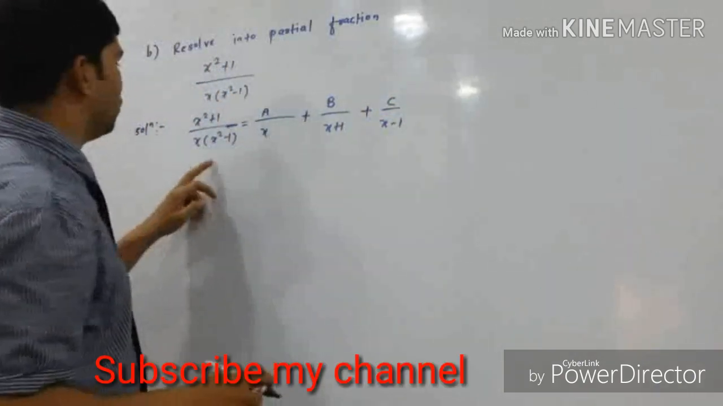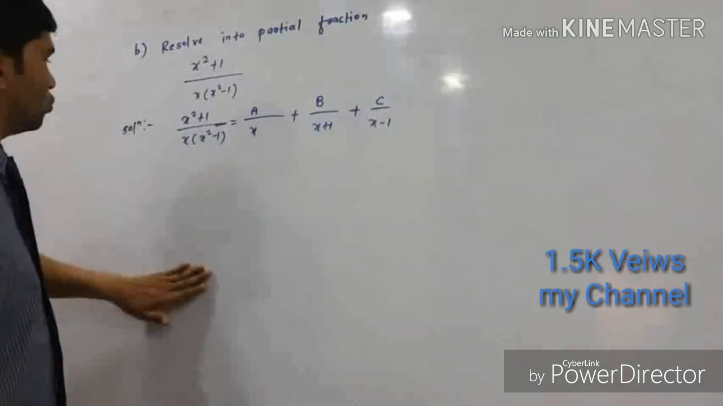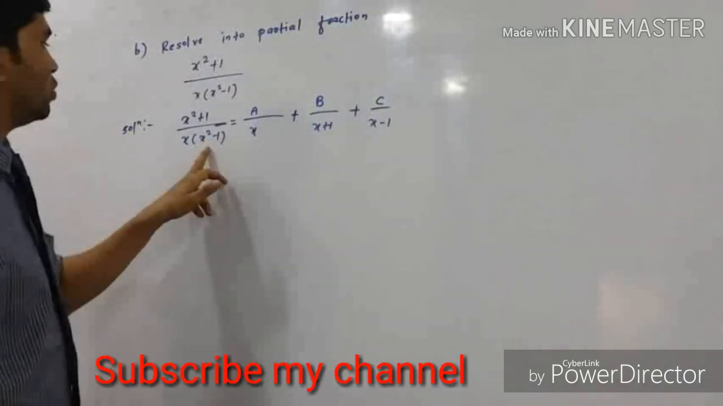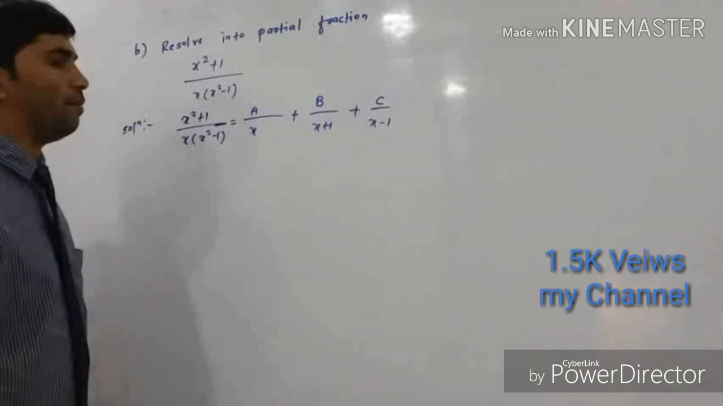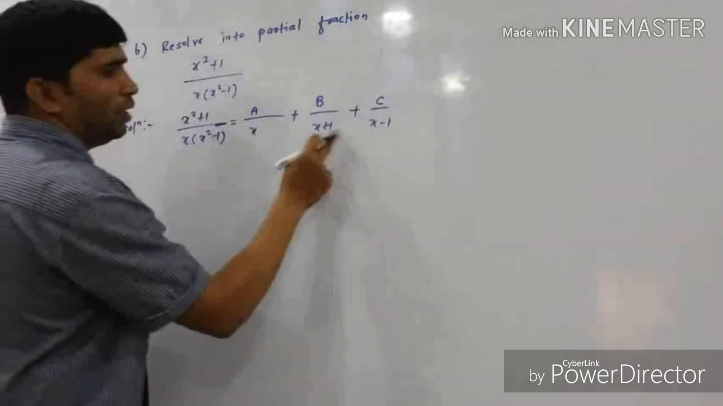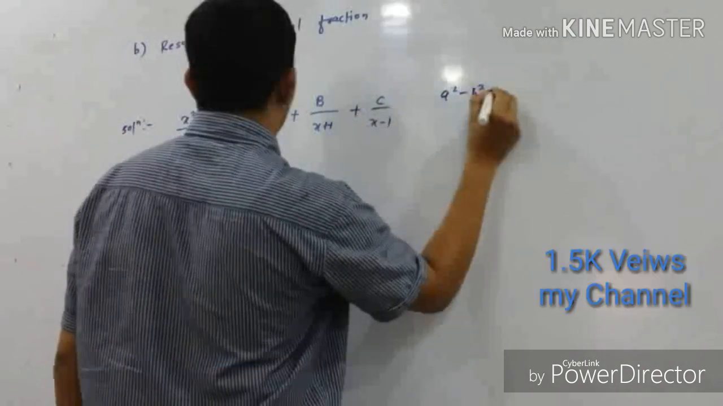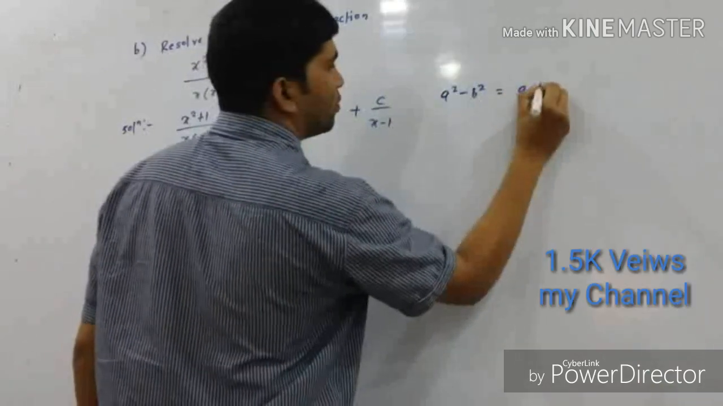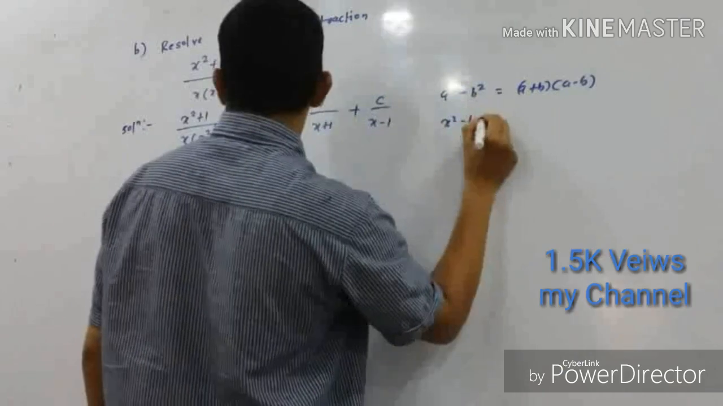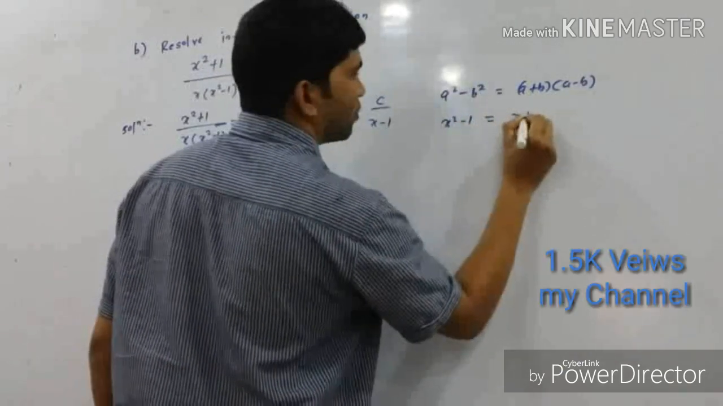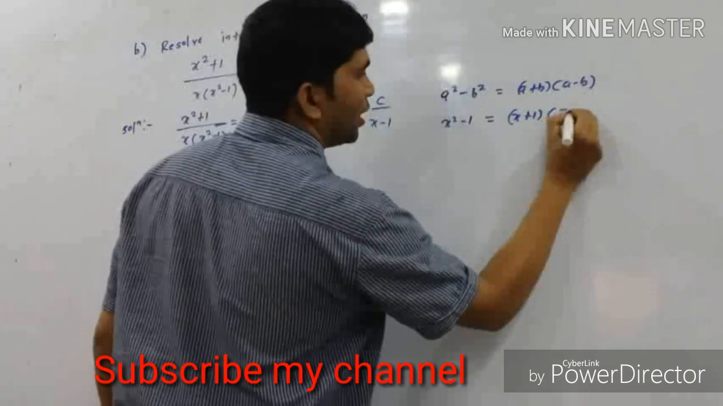Here x square minus 1's factor is x plus 1, x minus 1. That is a square minus b square is equal to a plus b, a minus b. So x square minus 1 is equal to x plus 1, x minus 1.